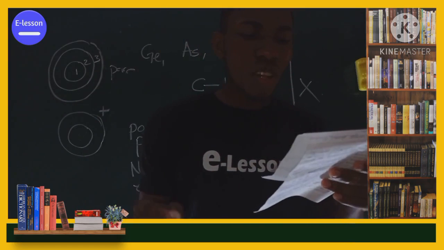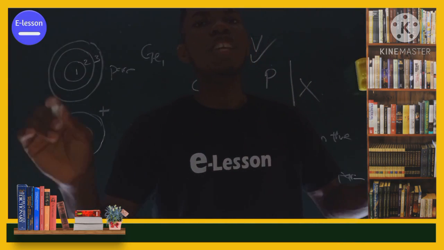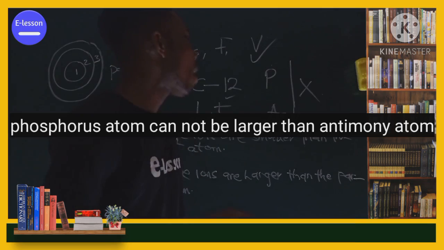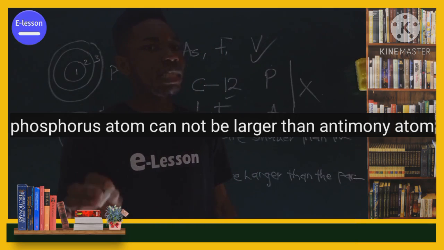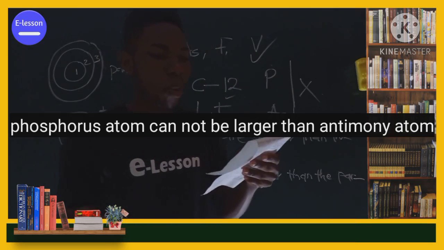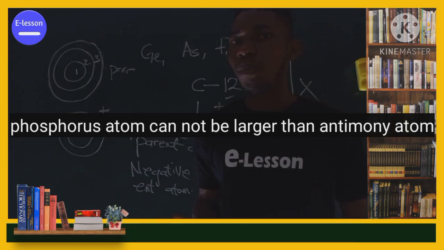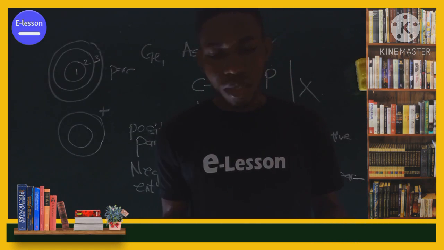And that means the radius of sodium atom is larger than the radius of the sodium cation is true. So the correct answer is this. This is false. Phosphorus atom can never be larger than the arsenic atom. Is that clear? That's it. So that's pretty much for that question.